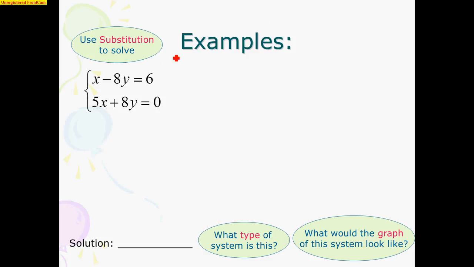So they are telling me to use substitution, so I must. Even if I really want to use add down, I have to use substitution. I could get this y by itself, this x by itself, or this y by itself, but I'd be more efficient if I choose this x to be by itself. Since x is 6 plus 8y, go to the next equation and replace x. And I get 5 times (6 plus 8y) plus 8y is equal to 0.